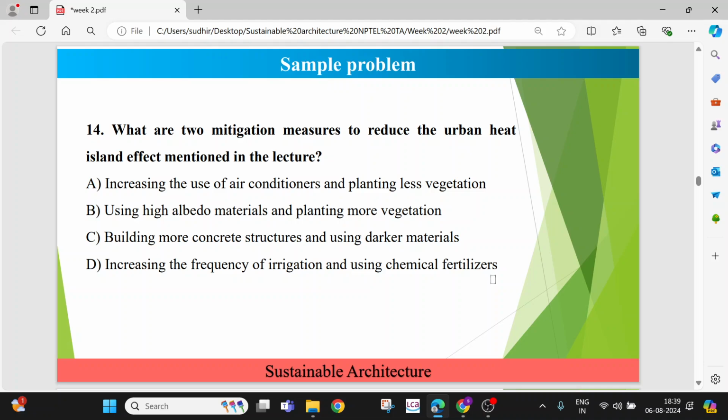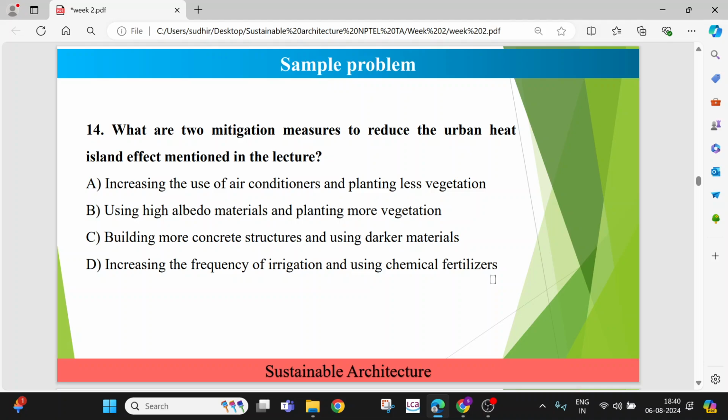Based on my previous explanation, you can give answers to this question number 14. That is with the use of high albedo materials. These high albedo materials refer to the materials that reflect more sunlight and absorb less heat compared to the traditional building materials. High albedo surfaces such as light colored roofs or pavements help to lower the overall temperature of the urban areas by reflecting more solar radiation back into the atmosphere than absorbing it.